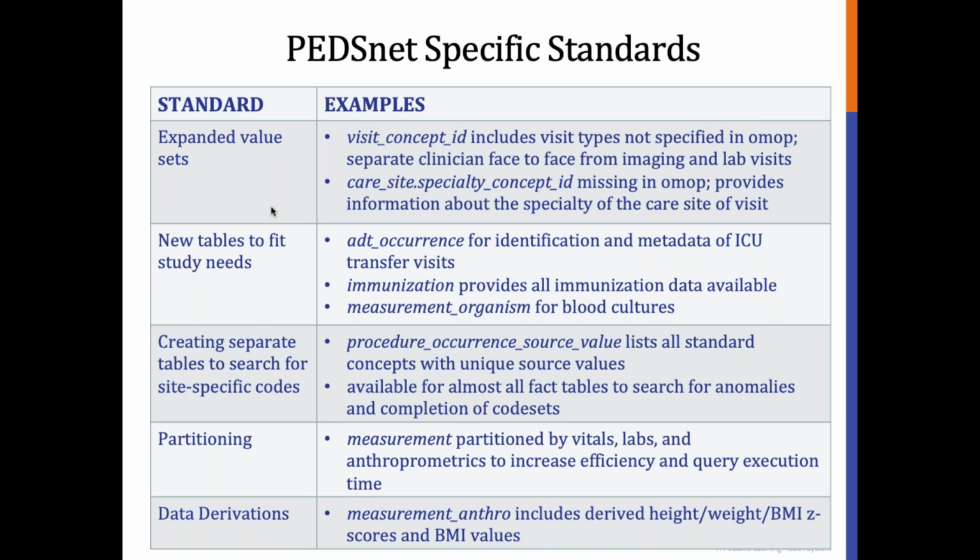As Kim mentioned, we do partitioning here. Everyone sends us their measurement table, but because the measurements are semantically different, we have vitals and labs and anthropometrics. And because each one of those is huge, we've partitioned those tables into 3 separate tables to run our queries more efficiently. And then we do the data derivations, as Kim mentioned. We derive z-scores, for example.